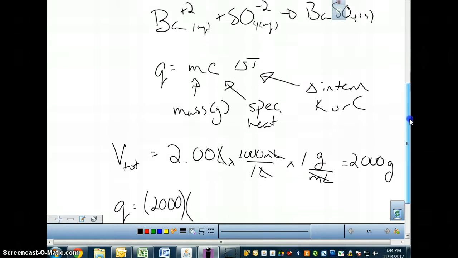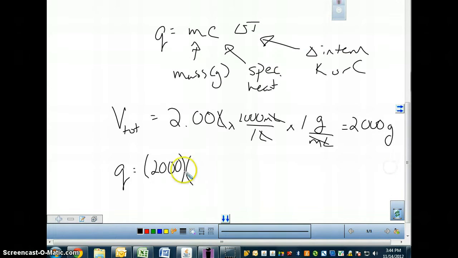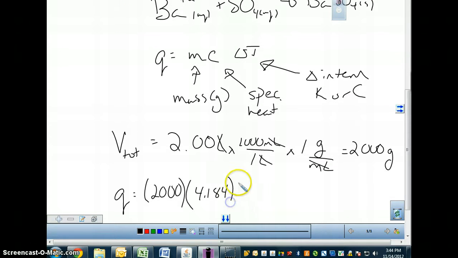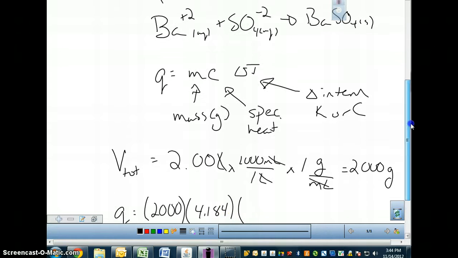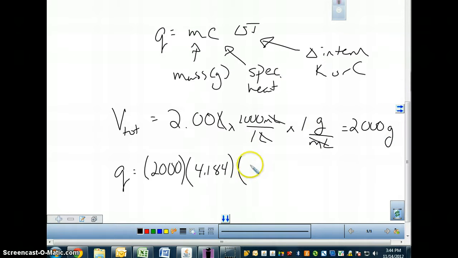C, the specific heat capacity. In the problem, we are told to assume that the specific heat capacity is equal to 4.184, which is the same as water. So we're to assume that the addition of this compound has not changed the specific heat capacity too much. And then our delta T is just how much the temperature changed. We end up at 28.1. We started out at 25. That's a difference of 3.1 degrees Celsius.